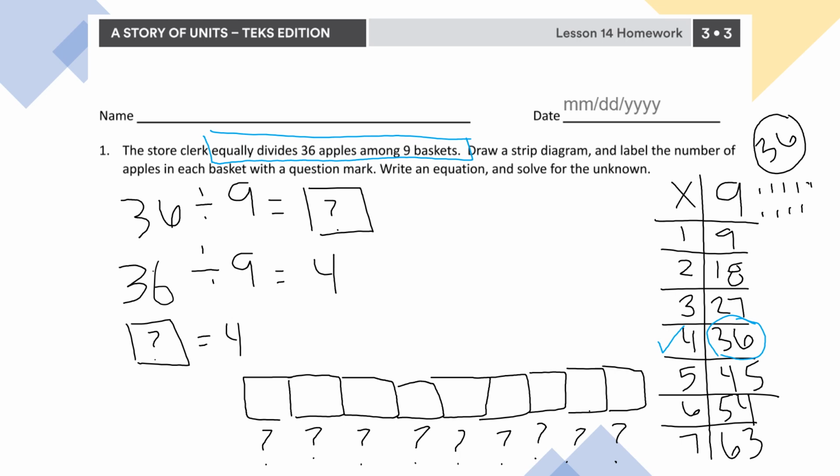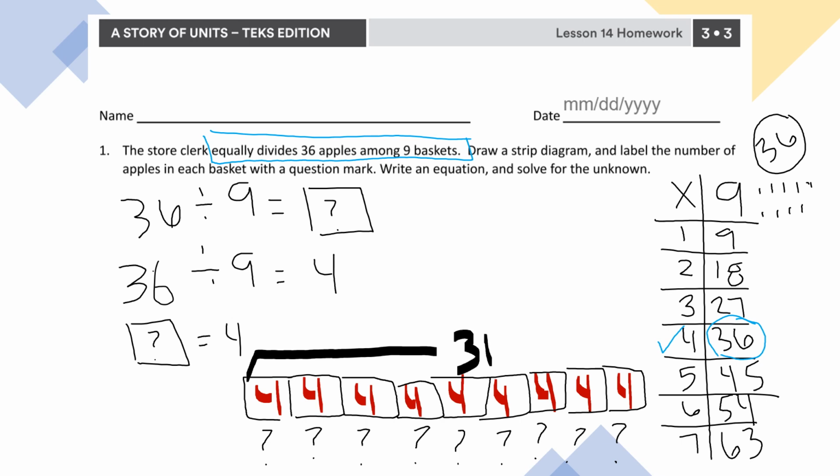And I'll use the color red because they're apples. Apples are red. So inside of each square of your strip diagram should be the number 4. All right. And of course, above your strip diagram, you should have your total, which is 36.